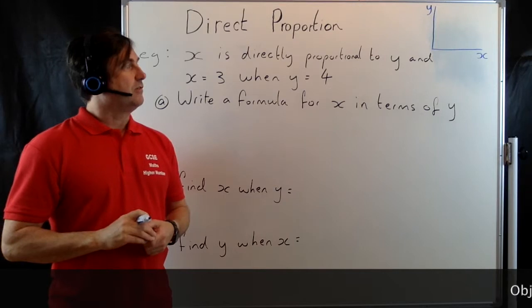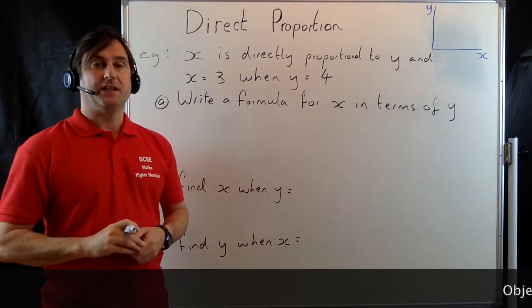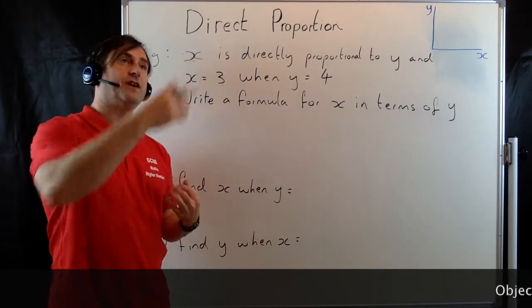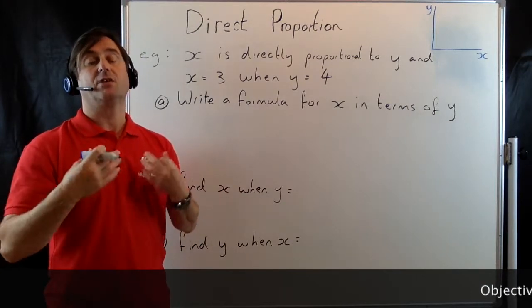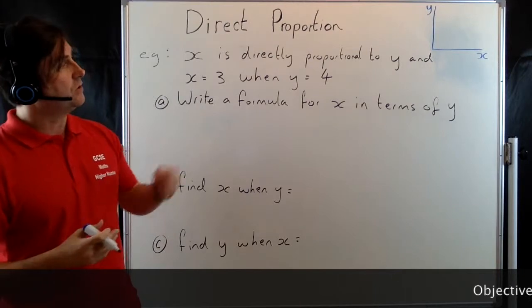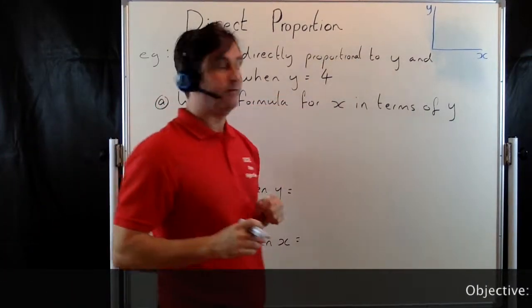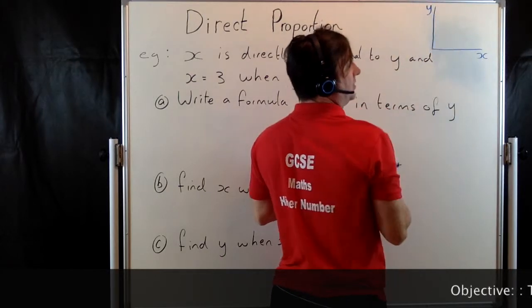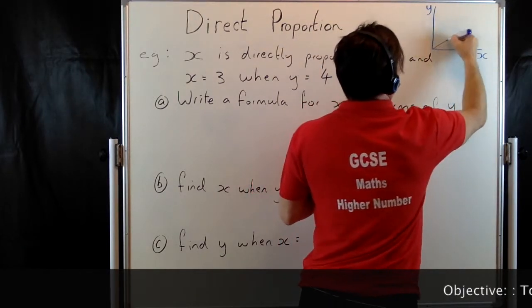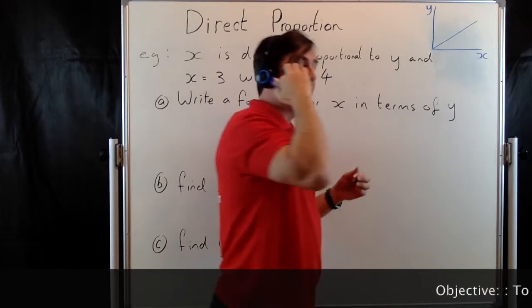When we talk about direct proportion, what we're actually saying is that as one variable goes up, the other variable that's related to it goes up in the same proportion. So if we look at this on a basic XY graph, you've got your X value here and your Y value here. You're going to have a line that goes like that.